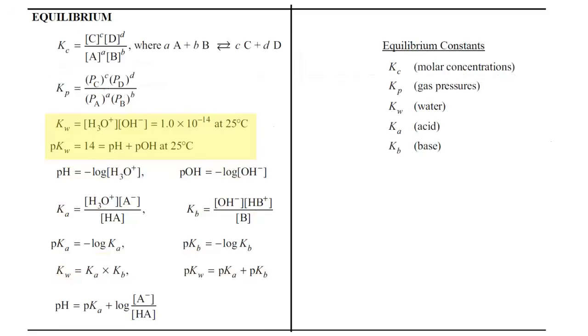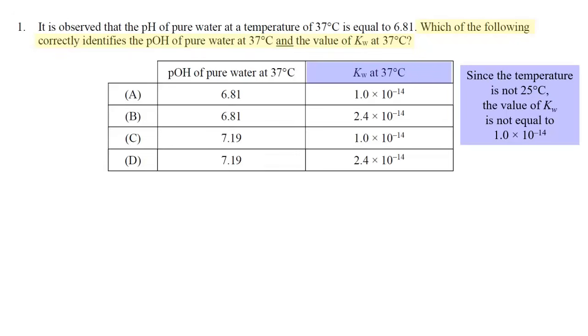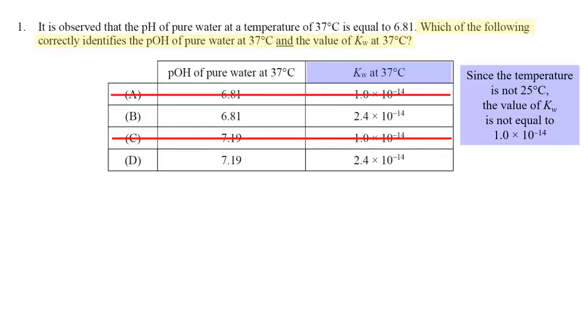And then I will show you on this slide, you can see a portion of the AP Chemistry equations and constant sheet. So those equations that I mentioned are featured on the AP Chemistry equations and constant sheet. Now back to question number 1. Again, we know that we are not at a temperature of 25 degrees Celsius. So therefore, the value of Kw is not equal to 1.0 times 10 to the negative 14. That means that we can eliminate choice A and choice C, and so we're looking for a value of Kw that is something other than 1.0 times 10 to the negative 14.